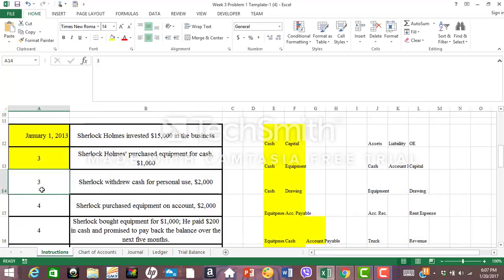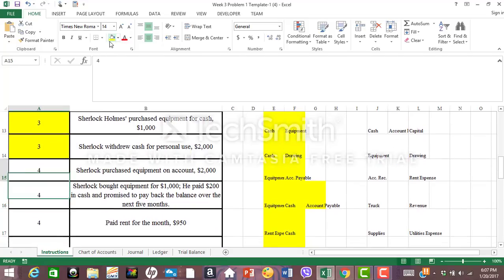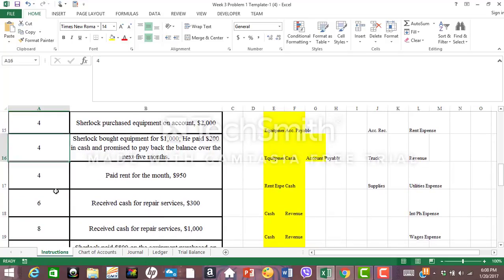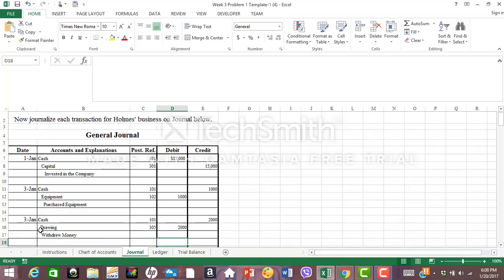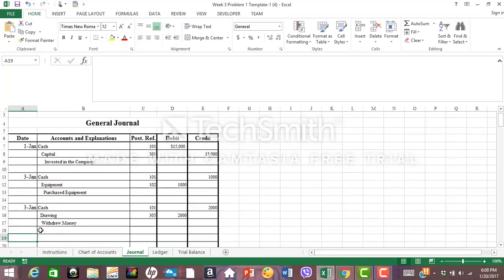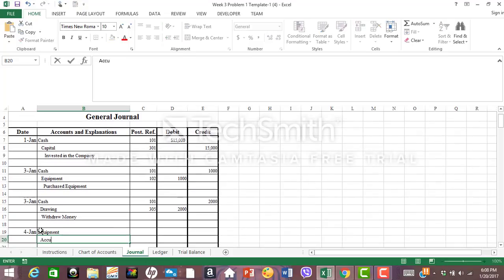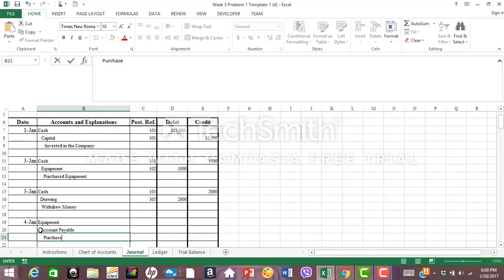Alright, I might have to do 2 videos for this as well, so just keep in mind that I'm going to continue. The next transaction is January 4th, and you see we have 3 transactions January 4th. Sherlock purchased equipment on account for $2,000. So the next transaction is January 4th, equipment, and he did purchase equipment on account, so accounts payable is getting affected. Purchased equipment.